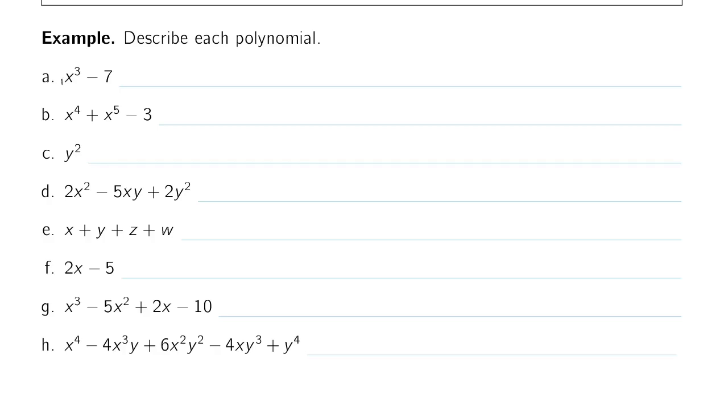So notice, here's the highest degree term, it's degree 3. So this is a adjective cubic. We have 1, 2 terms, a cubic binomial. Here, our highest degree term is degree 5. So we'll just say this is a whatever of degree 5. There are 1, 2, 3 terms, and so this is a trinomial of degree 5.